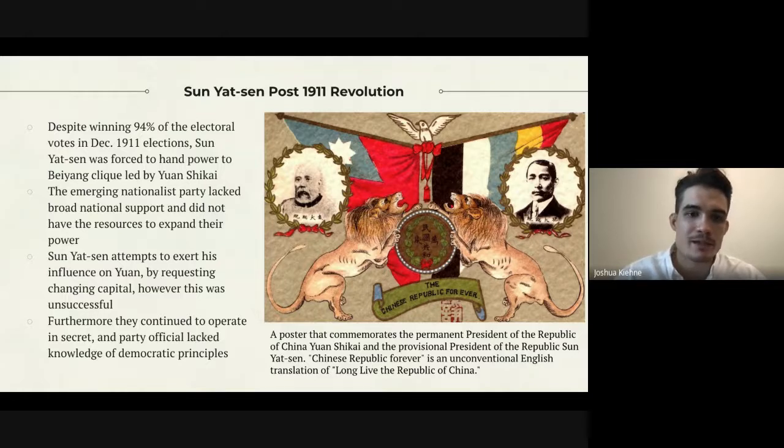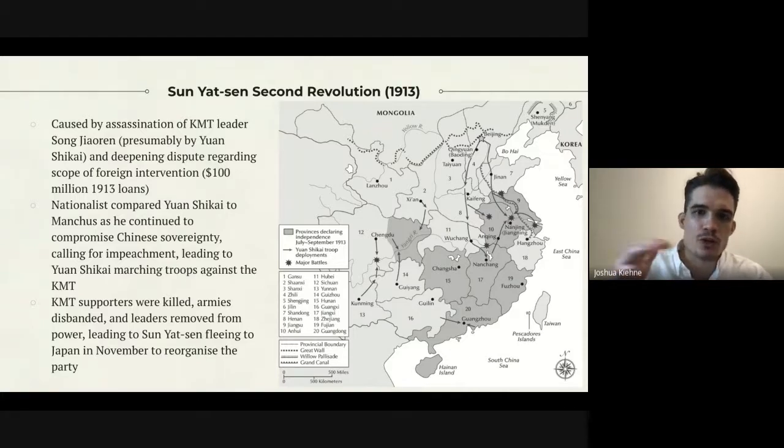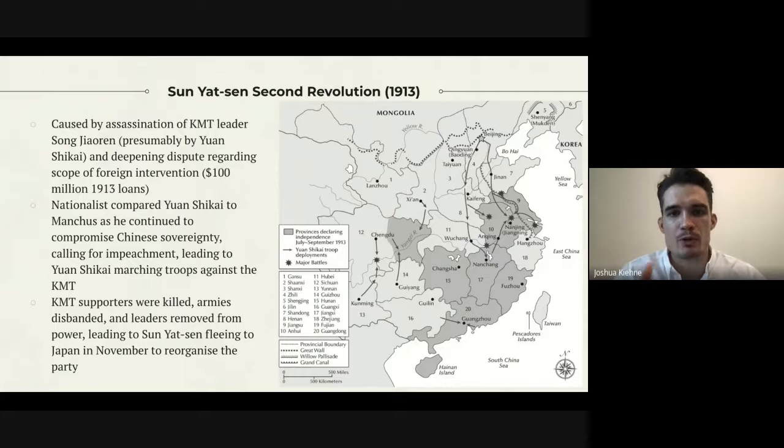The Kuomintang at this time continued to operate in secret, and they lacked broader understanding of the democratic principles. So you can see in this early poster, we have the Chinese Republic forever, long live the Republic of China. This republic would last for a very, very short period of time because, as we know, Yuan Shikai would attempt to restore imperial rule. So this early trouble between Sun Yat-sen and Yuan Shikai leads to further revolutions and further conflict.